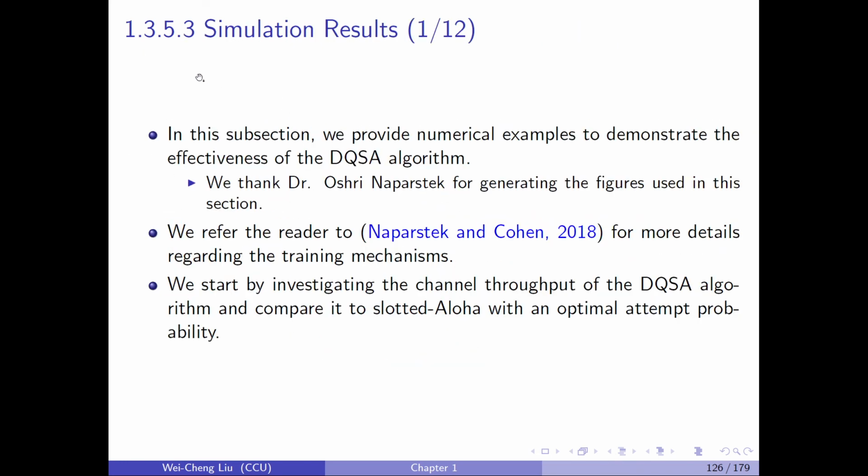So next we are going to see section 1.3.5.3, simulation results. In this subsection, we provide numerical examples to demonstrate the effectiveness of the DQSA algorithm. We thank Dr. Oshri Naparstek for generating the figures used in this section. We refer the reader to Naparstek and Cohen 2018.